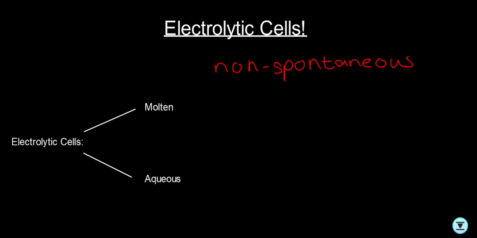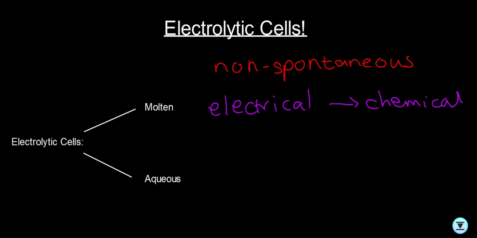So what electrolytic cells are doing is they're taking electrical current and passing it through these substances to kind of kickstart the reaction. So what they're essentially doing is they're taking the electrical energy that you get from the current and converting it into chemical energy that can then be used within these substances for the redox reaction to take place.